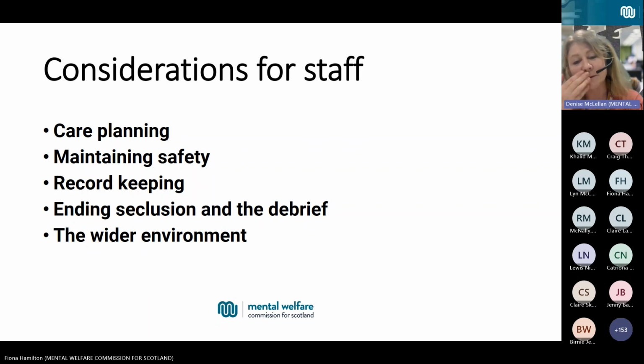Debriefs for staff are required. Episodes of seclusion can be difficult to experience, and there are learning opportunities for reflection. So there is an acknowledgement that it's difficult for staff as well as the person who's been isolated. It's not a nice situation, and debriefing is important. There should also be regular supervision for staff, especially where there are lots of new staff, because what's the impact on them? Is this the first time that they've been involved in a situation?